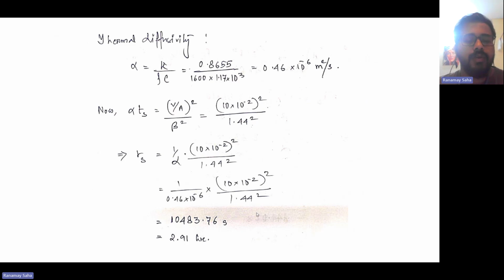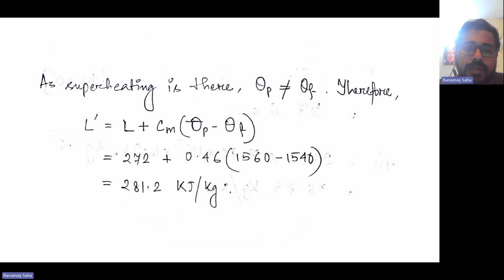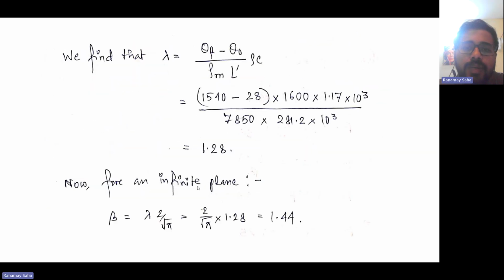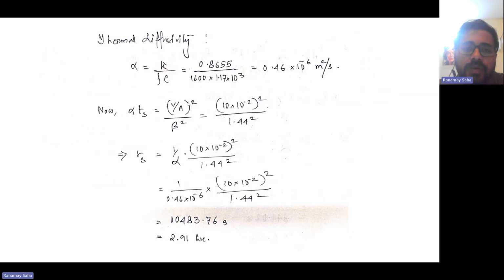Okay. Now we found out the two dimensionless constants lambda and beta, and then we proceed to finding out the thermal diffusivity. Alpha is the ratio of conductivity to rho c. Then you have 0.8655 as the conductivity given for that mold material. Then just plug in the density as well as the heat capacity value, and you find that the diffusivity comes out as 0.46 into 10 raised to the power minus 6 meter square per second.